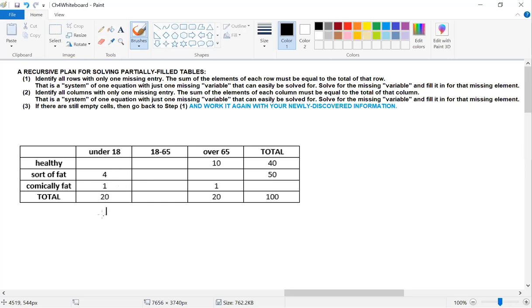So we know this row plus that has to be equal to that. So 20, I'm just going to call this question mark, plus 20 has to be 100. You all know how to solve that from pre-algebra. So 20 plus 20 is 40, plus the question mark has to be 100. It's pretty easy to see that the question mark is equal to 60. Fill that in.